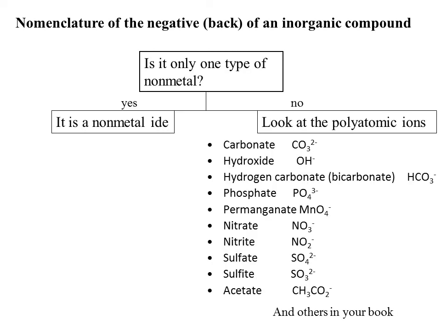For the back half of nomenclature, it's pretty straightforward. It's either going to be a nonmetal-ide, where it's not a combination of different nonmetals, or it's going to be polyatomic ions, which are a combination of different nonmetals. So you can memorize the formulas for the polyatomic ions that I have told you are important to know: carbonate, hydroxide, bicarbonate, phosphate, and acetate. The rest you can look up as you're doing problems, but you will not be responsible for them on an exam.